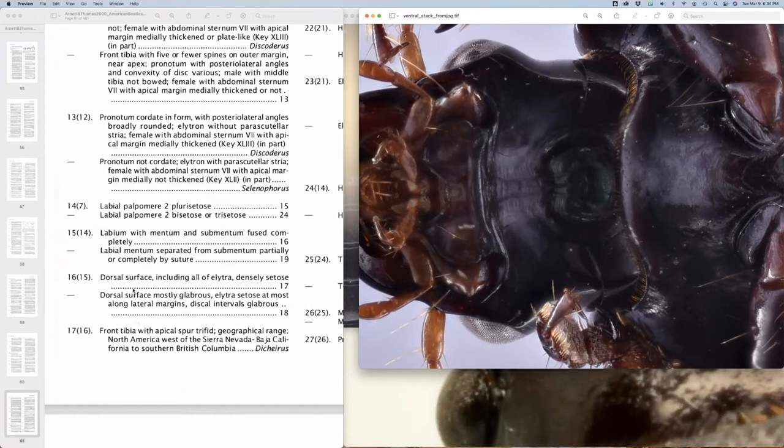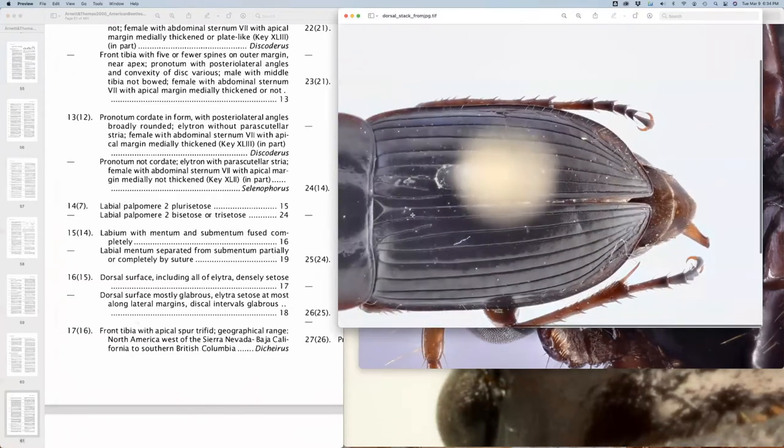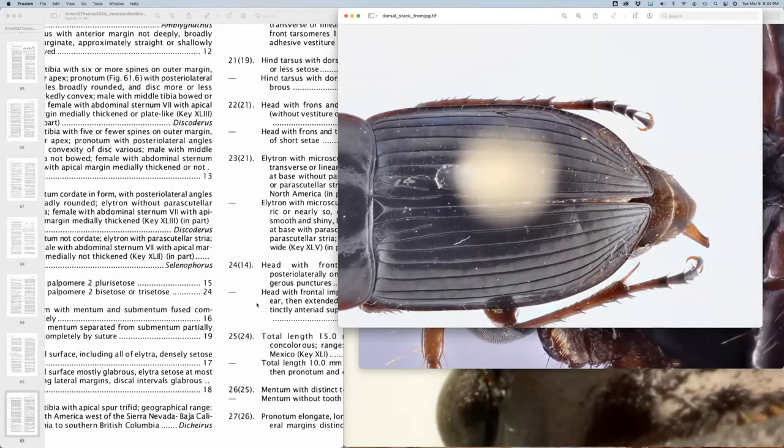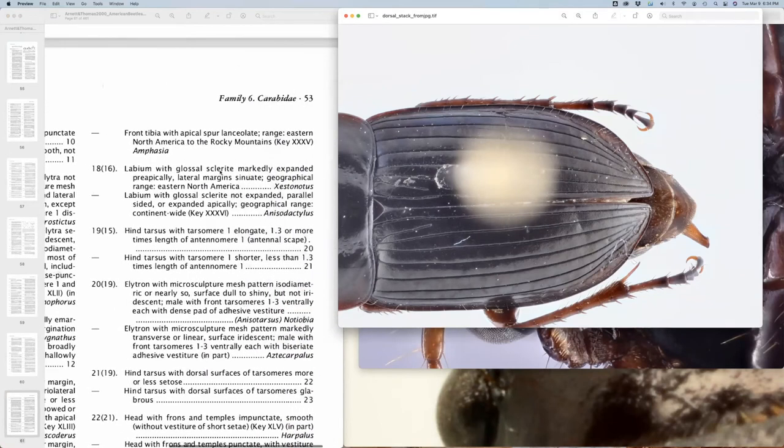We can move to 16. Dorsal surface densely setose? Well, no, I wouldn't call this densely setose. We'd actually call this glabrous. So we can move to 18. In 18, we have our labium with glossal sclerite markedly expanded preapically, and then sinuate, right? Sinuate means S-shaped, so it's going to expand and then be S-shaped. And this is in Eastern North America. Now our specimen is from Eastern North America.